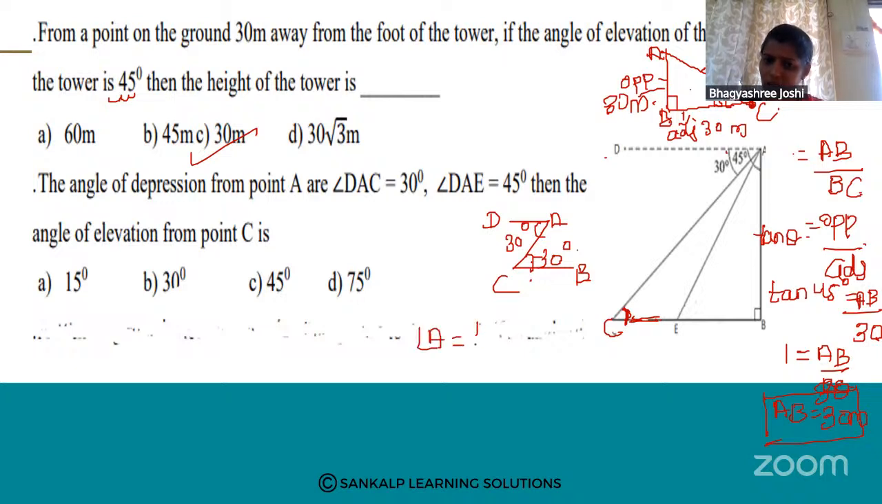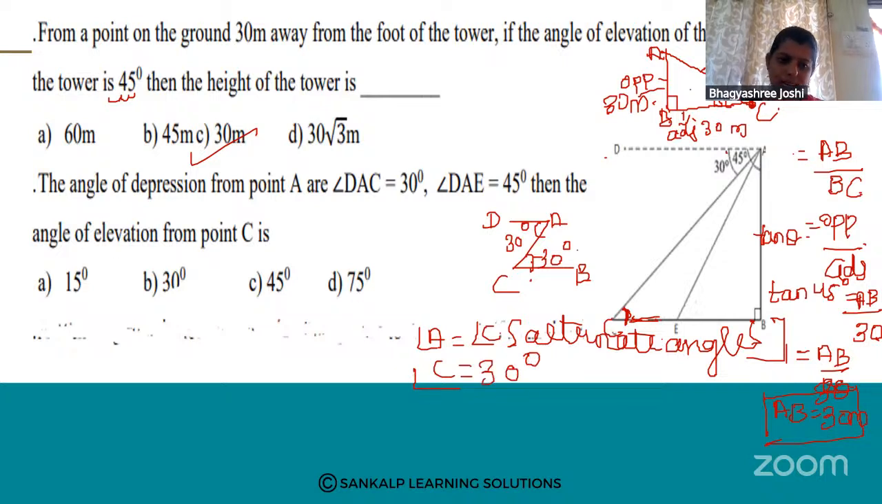Angle A is equal to angle C. Why? Because these two are alternate angles. So alternate angles are equal, right? That means angle A is equal to 30, that means C is equal to 30 degree. So which option is right here? Option B is right. That is 30 degree. Okay.